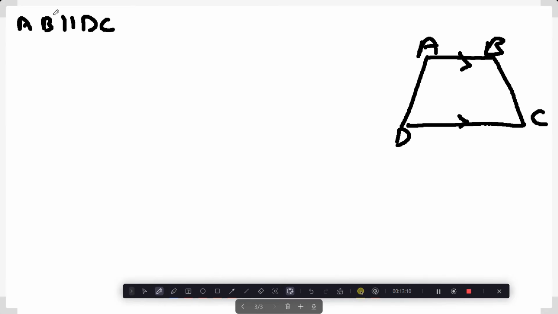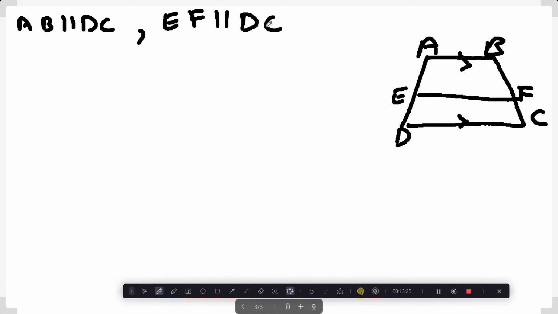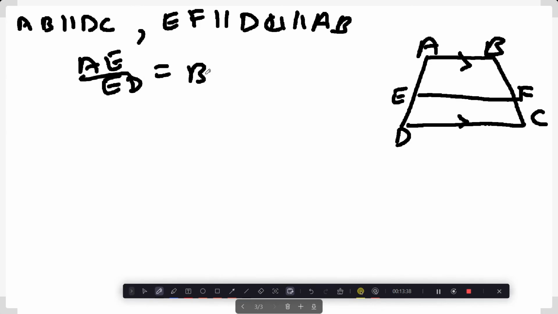Okay. And now, there is another line drawn such that that line is also parallel to this. And these are all parallel lines. These are three parallel lines. So what do we need to show? We need to prove that AE by ED is equal to BF by FC.